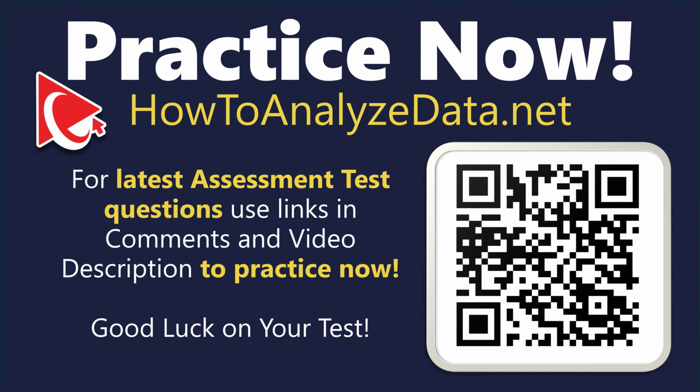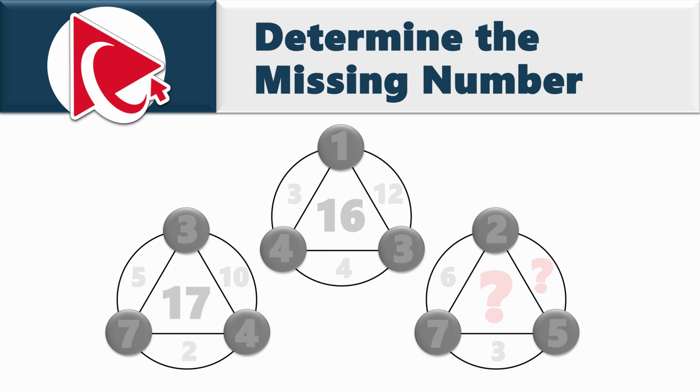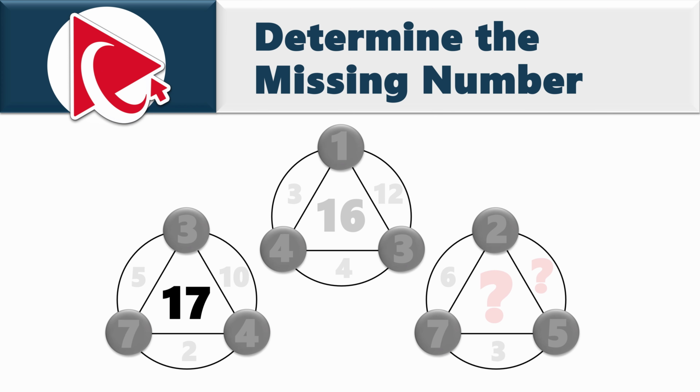And now your time to radiate has arrived. I have full confidence that you will shine with your brilliance right now by solving this challenge. You're presented with 3 unusually looking shapes. The first shape has number 17 in the middle, numbers 7, 3, and 4 in small circles, and numbers 5, 10, and 2 inside the large circle.